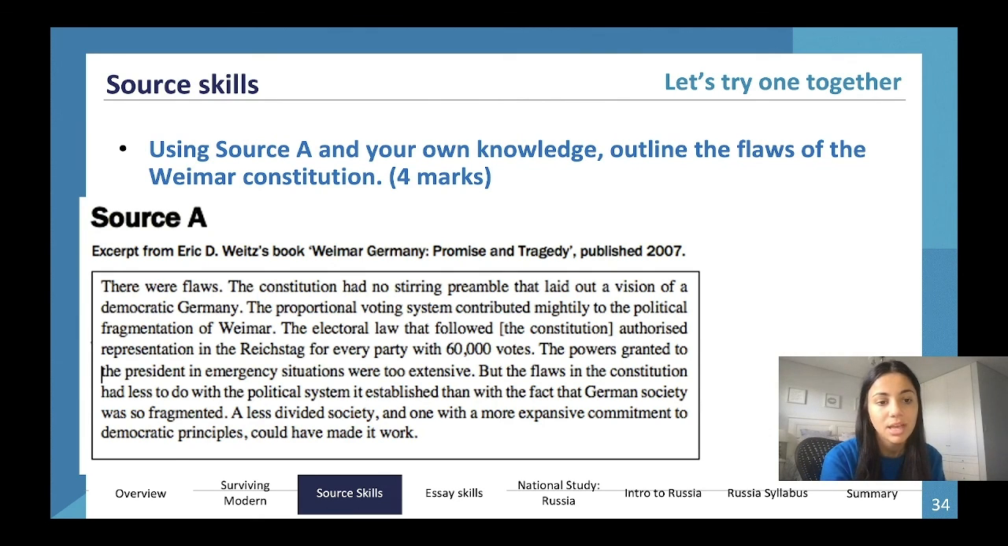So there were flaws. The Constitution had no steering preamble that laid out a vision of a democratic Germany. The proportional voting system contributed mightily to the political fragmentation of Weimar, and so on. If you want to have a little read of it, I'll give you a minute and we will get moving on.